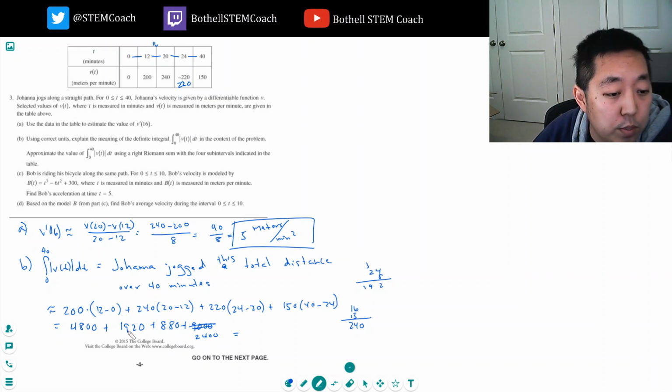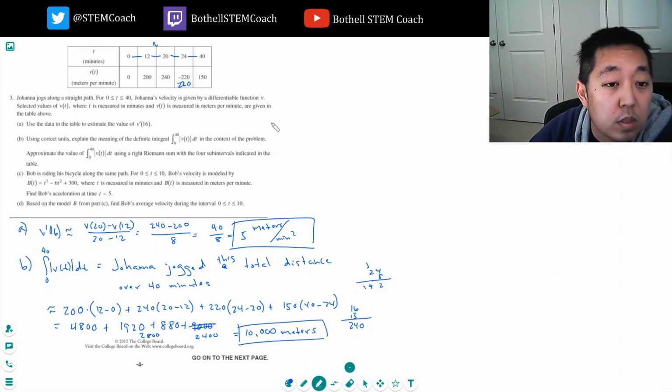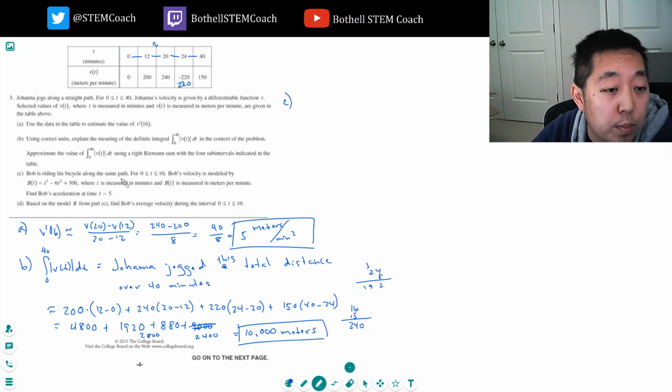Okay, so this plus this is 2,800. This plus this is 7,600. 7,600 plus that is 10,000. 10,000, and the total distance is meters per minute times minutes. That's meters. Nice even number.